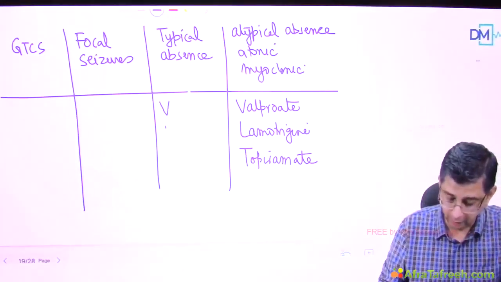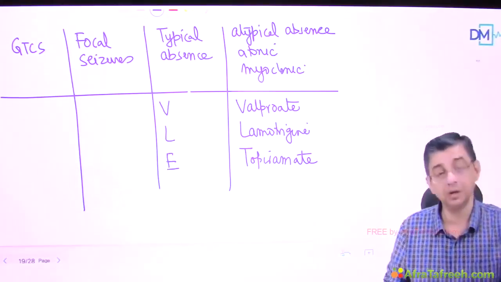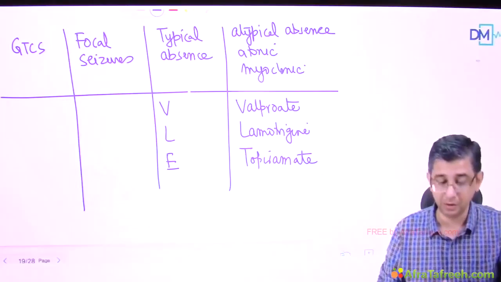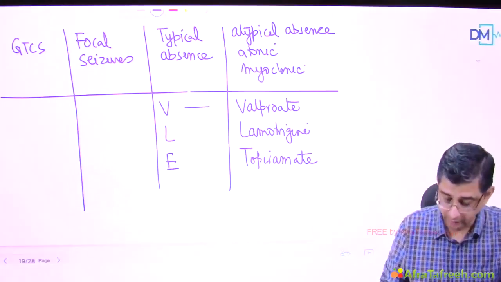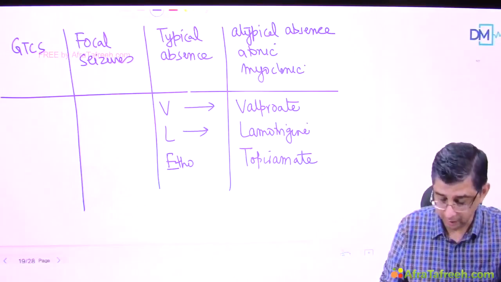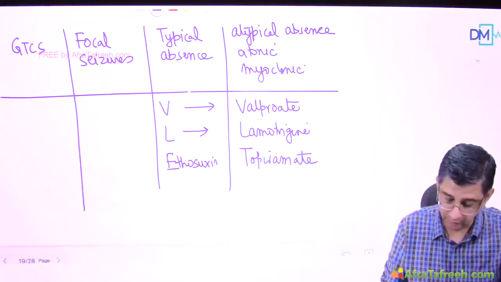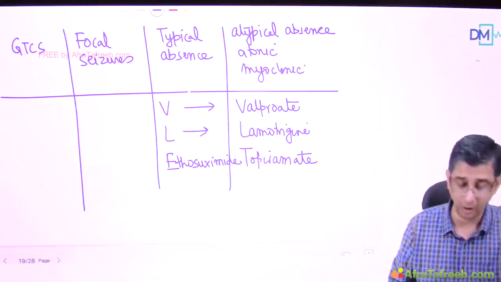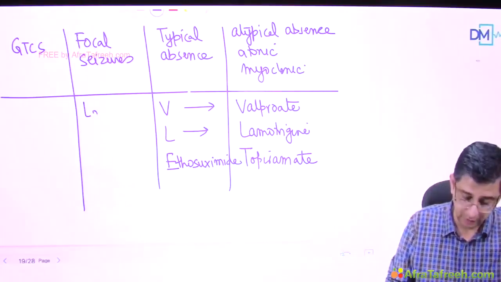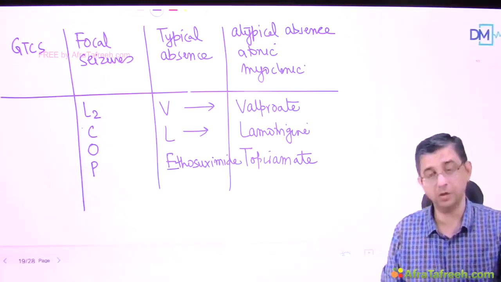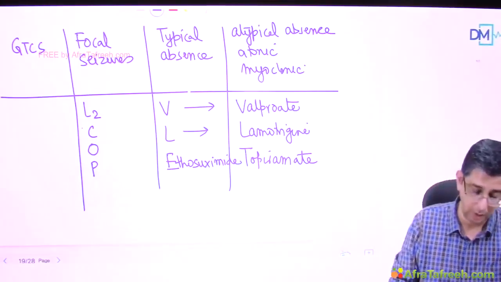Then, I would like you to remember VLE for first line drugs. Do remember that in no book is drug of choice written. That's a very myopic question. It is valproate that is same, lamotrigine that is same, but E here would stand for ethosuximide. I have explained to you that valproate, if given to less than 2 years of age, the hepatotoxicity component comes up. For focal seizures, it is L2-COP. L2 means lamotrigine as well as levetiracetam, then carbamazepine, oxcarbazepine and phenytoin, as I've explained to you.